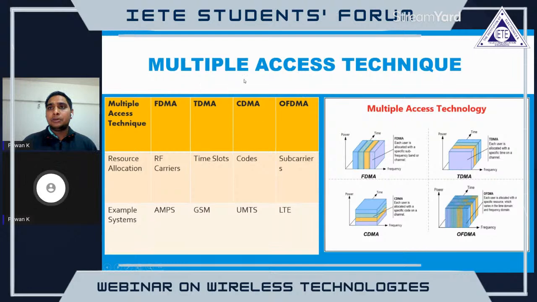CDMA, which is commonly used for 3G, different codes will be assigned to different users, and all the frequencies, means all the bandwidth and the time, will be assigned to each user and will be differentiated based on the codes.